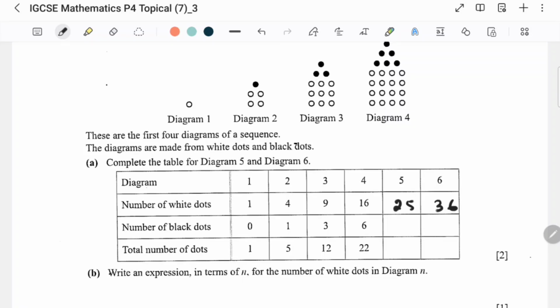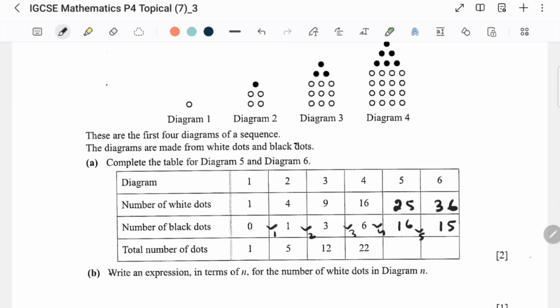Now number of black dots: 0, 1, 3, 6. So what is the difference coming? We are getting a difference of 1, then 2, then 3. Obviously we'll add 4: 6 plus 4 is 10, and 10 plus 5 is equal to 15. So we are just adding one more number each time. If we added 1, in the next we will add 2, then 3, then 4, and then 5, like this.